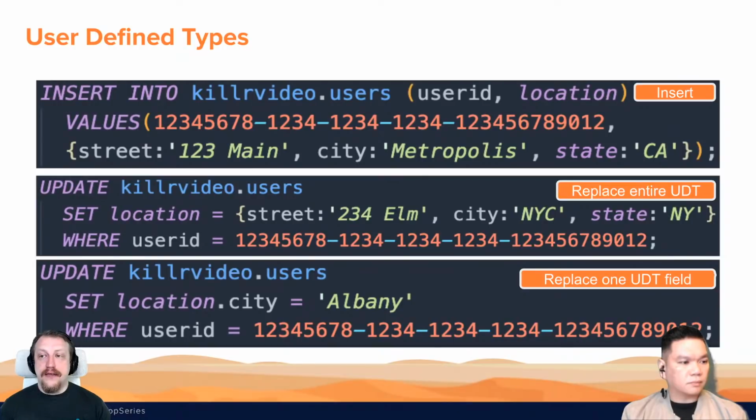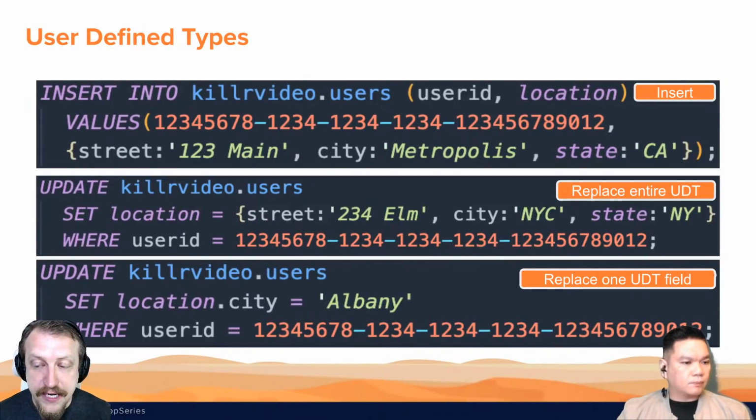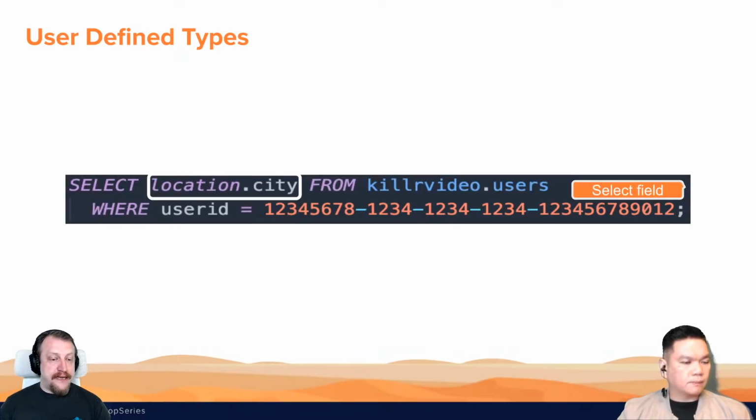And what can we do with user-defined types? We can insert them, like specifying the street, city, state. We can replace the entire UDT, overwriting it, or we can update one single UDT field, and take a look how it's done. Looks very convenient to me. Update killer video users, set location city equals Albany in this case, so someone has moved. So you can work with these fields directly. And an interesting point, you also can load some values directly without loading the whole UDT or the whole row. Just select location point city from killer video users.